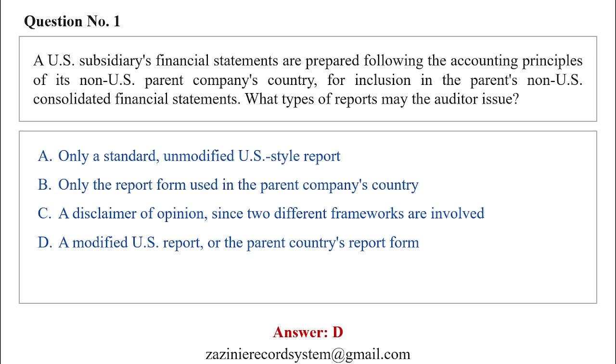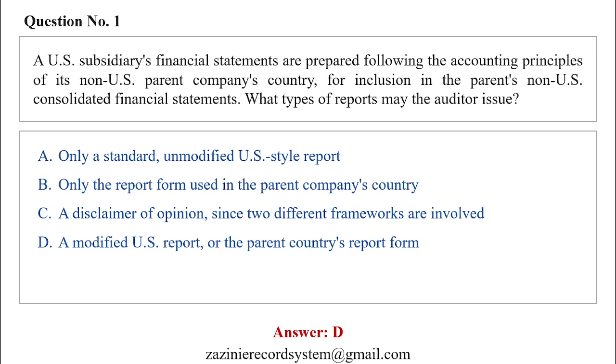Explanation. Letter D is correct because the auditor genuinely has two workable paths here. Issue a U.S.-style report modified to reflect the foreign framework, or use the report form customary in the parent company's country. A plain, unmodified U.S.-style report wouldn't fit, since the underlying framework isn't GAAP.